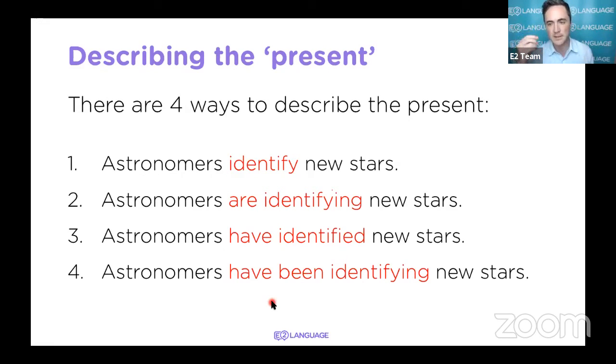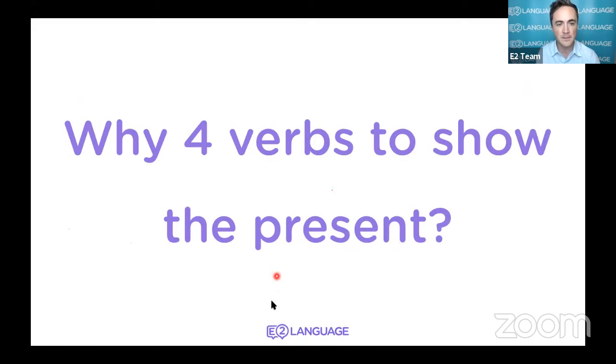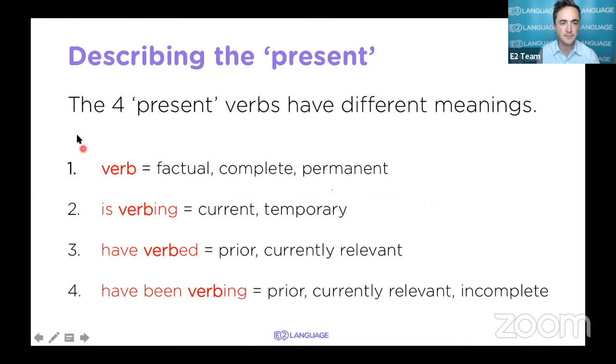That's it. This is good, because it's made it easier for our brains to understand. Now we know if we're writing about the present, we have to use one of these. That's the first step to get right. The second step to get right is to think about which one. Why are there four verbs to show the present? Well, the four present verbs have different meanings, right?